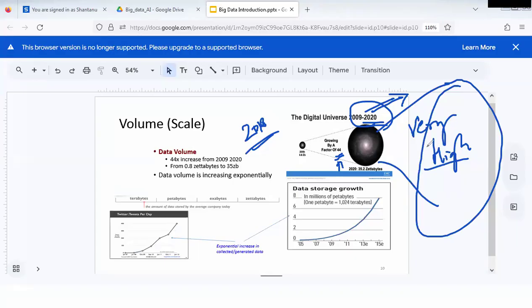So the point is that that's why the size of the data, or the amount of data which is getting used, has increased a lot. In the last few years, maybe you can say after the corona wave, the amount of data getting used is very large.